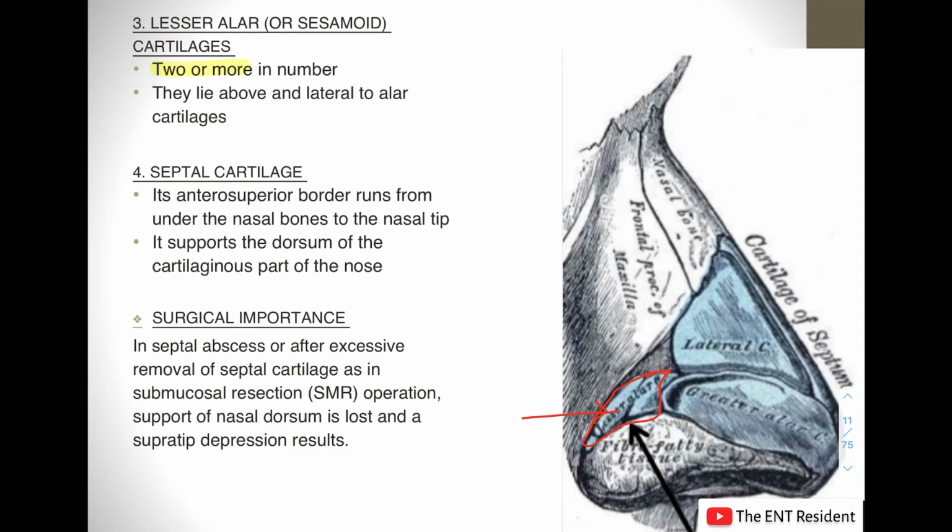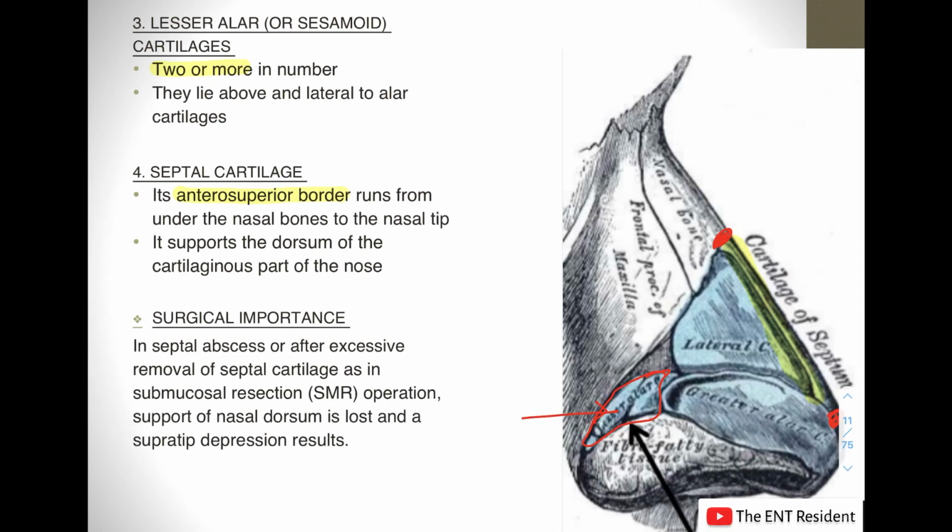Lastly is the septal cartilage. In the midline, as I was telling you earlier, the upper lateral cartilage fuses in the midline with the septal cartilage. Right over here is the septal cartilage. So the septal cartilage's anterosuperior border runs from underneath the nasal bone from here and continues downwards to the nasal tip. Why is this important? Because it helps in supporting the dorsum of the cartilaginous part of the nose. This septal cartilage is incredibly important to give support to the structure and integrity of the nose.